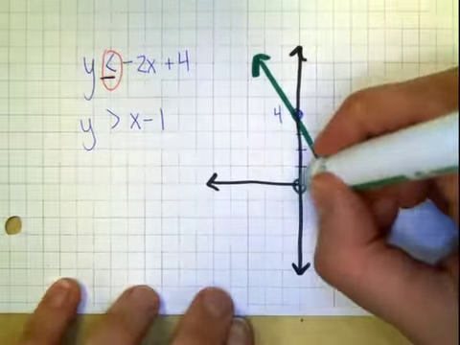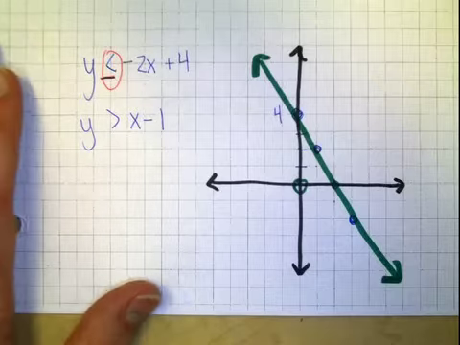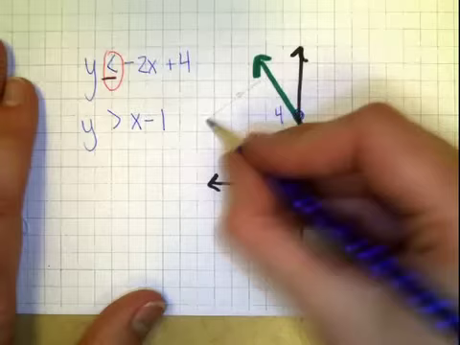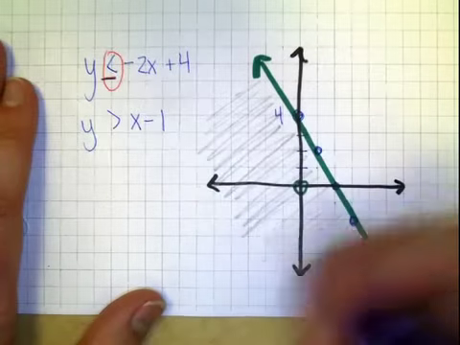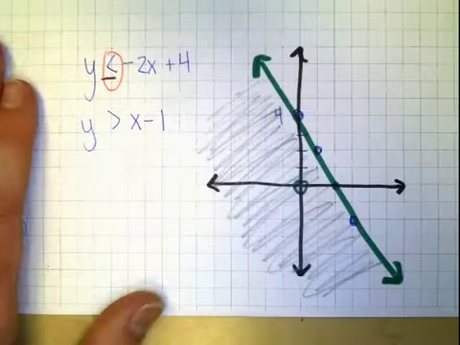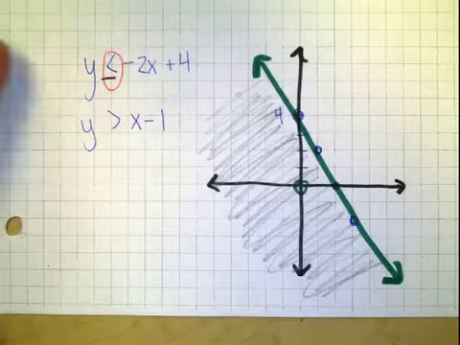Then I'm going to test out 0, 0 and put it in the rule. And if you put 0, 0 in the rule, you're going to end up finding that it passes. So you're going to shade everything on this side of the line because it passes. Then you're going to repeat the process with the other rule. Y is greater than x minus 1.